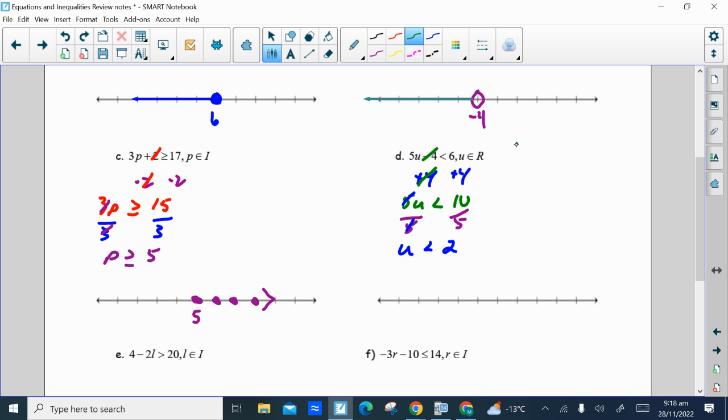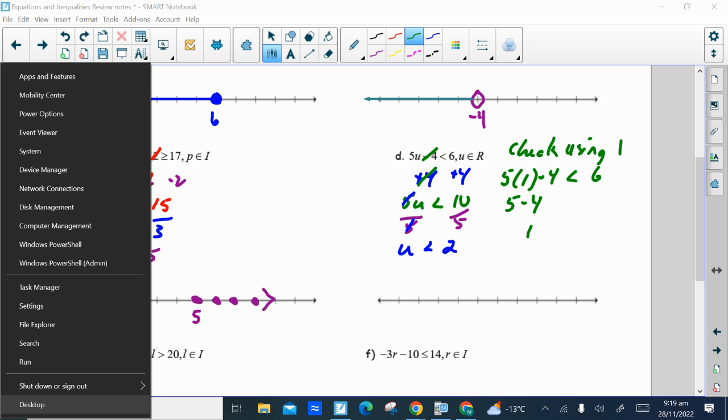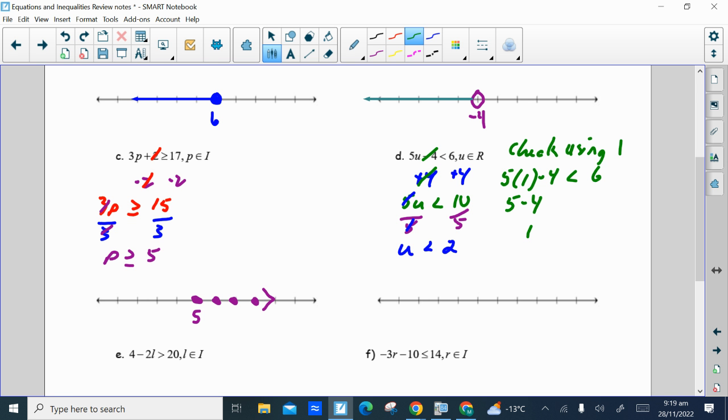And I'm just going to do a check on this one. I'm going to check using the number 1. So on the left, I'll have 5 times 1 take away 4. That should be less than 6. 5 times 1 is 5, and 5 take away 4 is 1. That is less than 6. So it works.